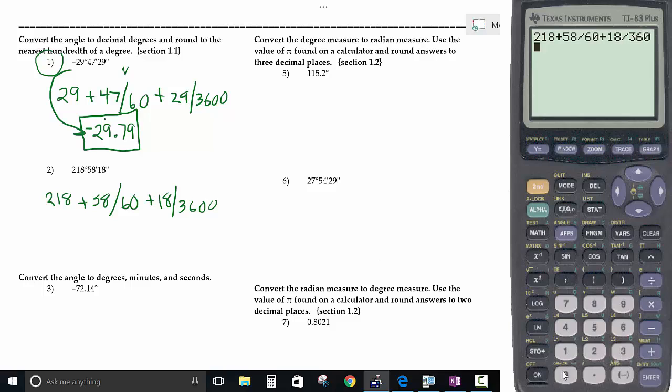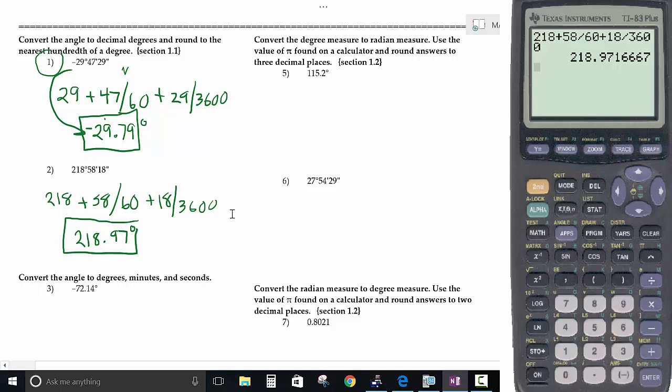All right, so if I put this in, then we'll get a good answer, and then round that off to the hundredth. So that is going to be about 218.97 degrees. Is what you get there. Okay, I need to put my degree symbol up there. Okay, so that's how you do that.